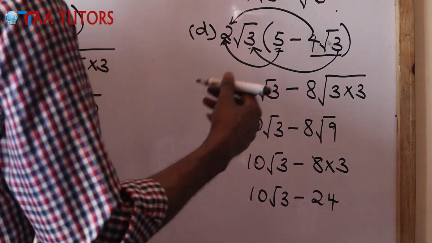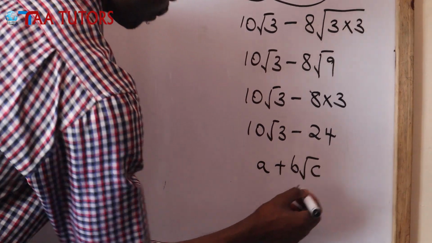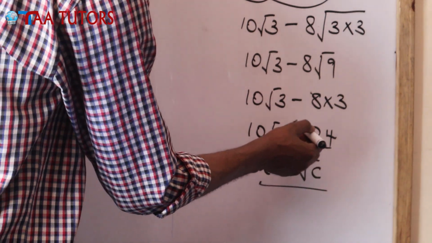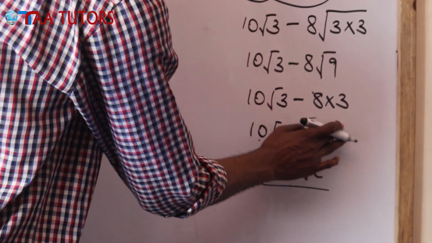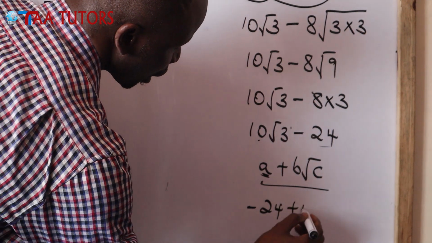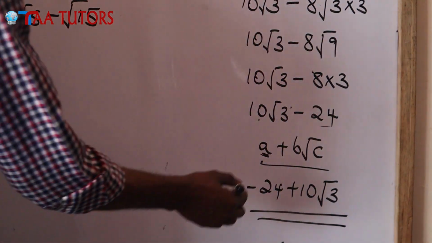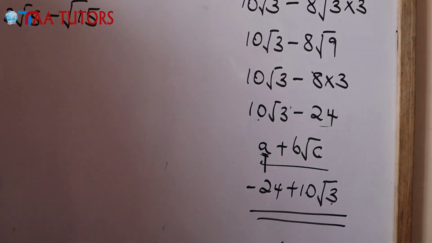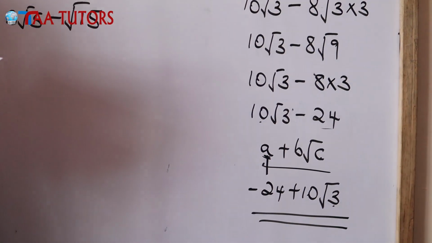But sometimes we like writing the answer in the form A plus B√C. You are going to see this form very often. So if you have this form there, it means that this negative 24 here is our A. So we have to bring it, and 10 is B and C is 3. So if that's the case, let's just rearrange so that we have negative 24 plus 10√3. That is what you have, where A is negative 24, B is 10, and C is 3. Viewers, let us go to example 2.